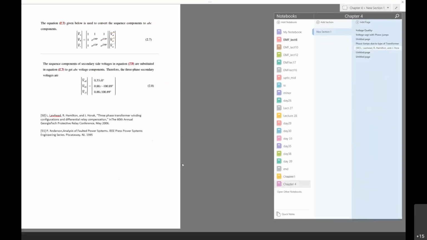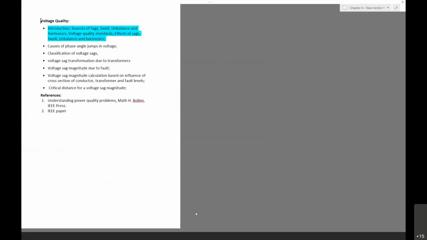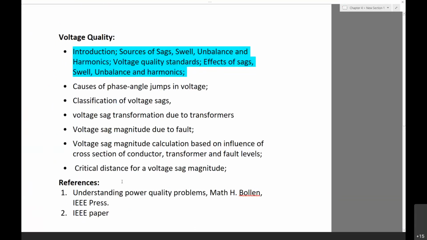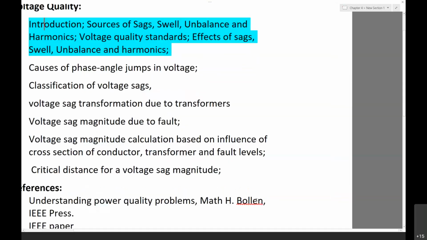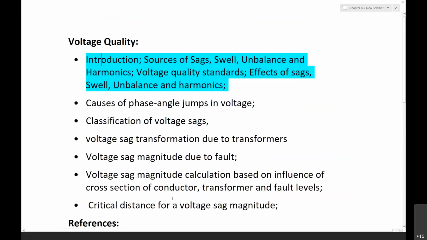We'll go to the next unit, which is voltage quality. In this unit, you have the introduction, sources of sag, swell, unbalance, harmonics, voltage quality standards, and effects of sag, swell, unbalance, and harmonics. We have discussed this in the introduction class also.